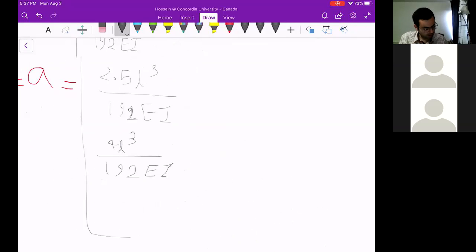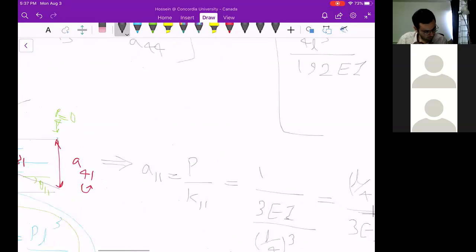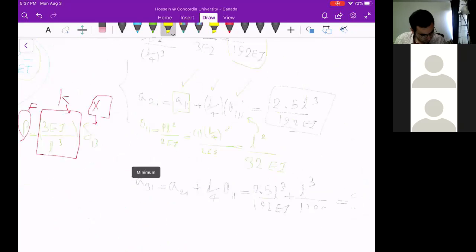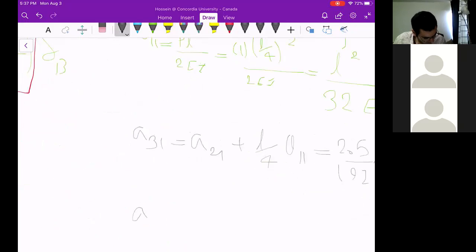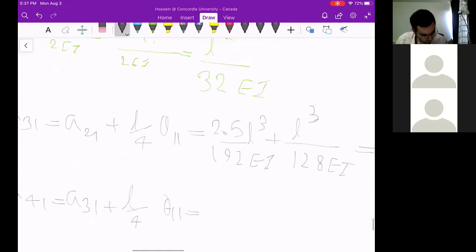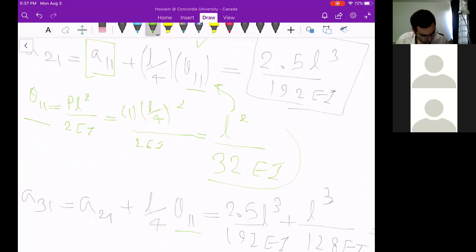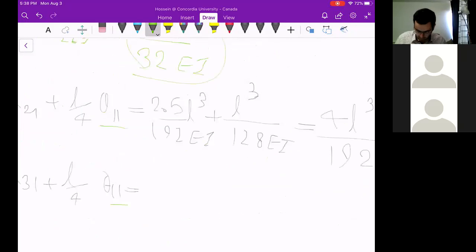The last one, similar approach. A41 is A31 plus this length. Similarly, I can say A41 is A31 plus L over 4 theta 11. Theta 11 is the same for all of them. Just plug in at each part. So A31 is already obtained.